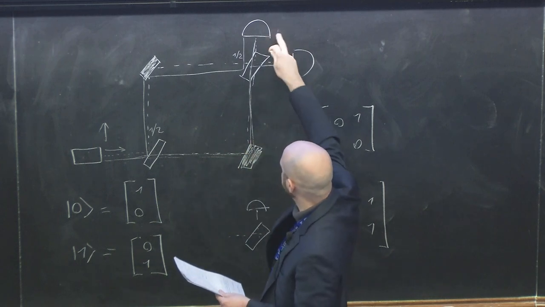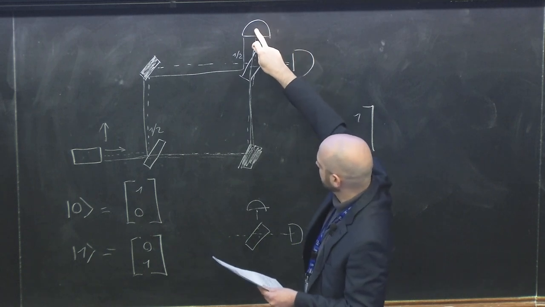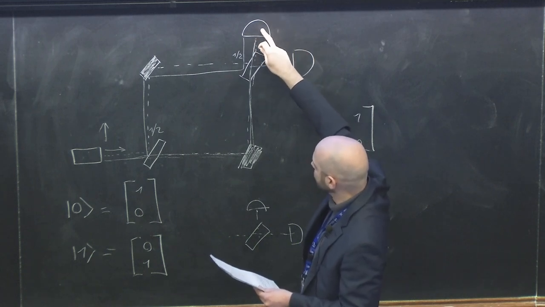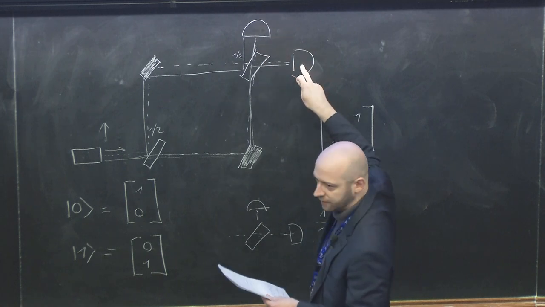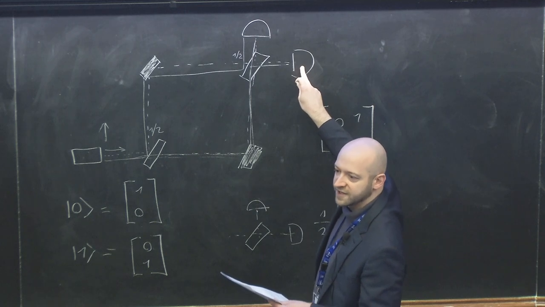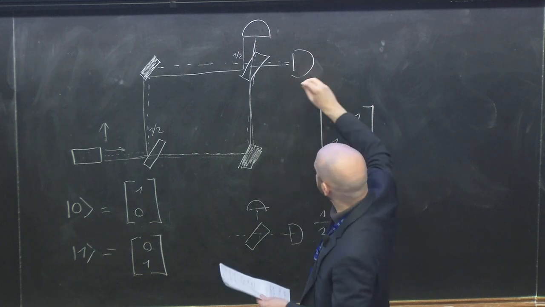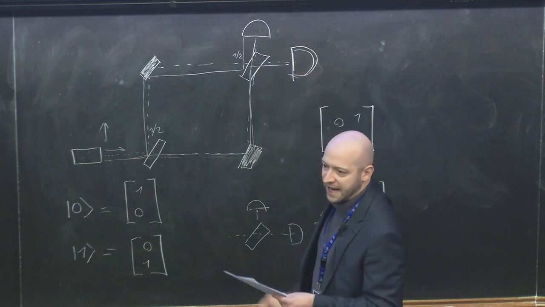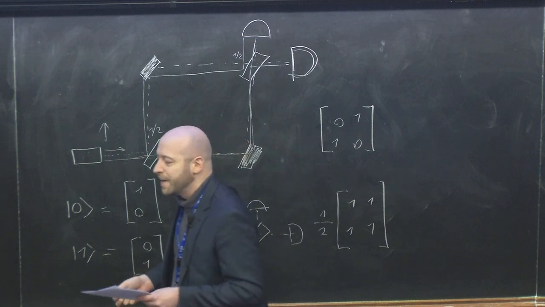At the end of the process, I should expect this detector here to go off half of the times, and this to go off half of the times. This is not at all what you see if you actually do the experiment. This one will go off 100% of the times. So what does that mean?